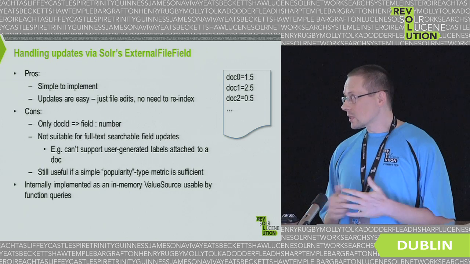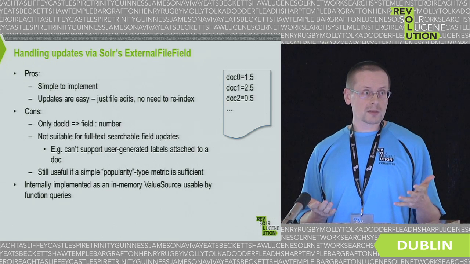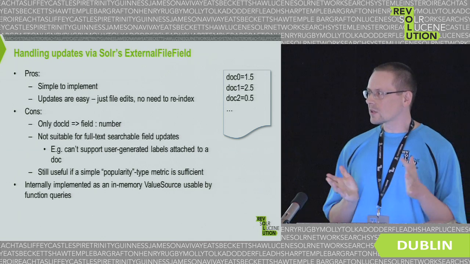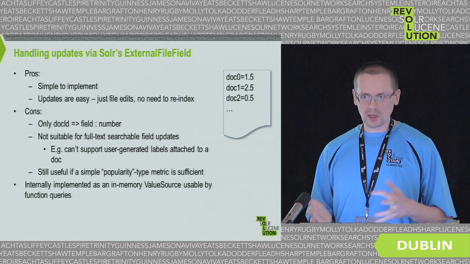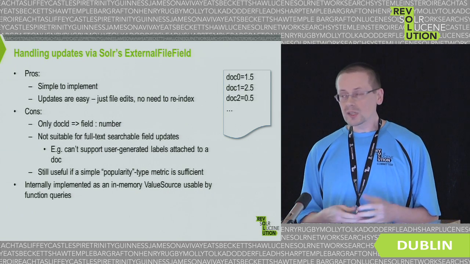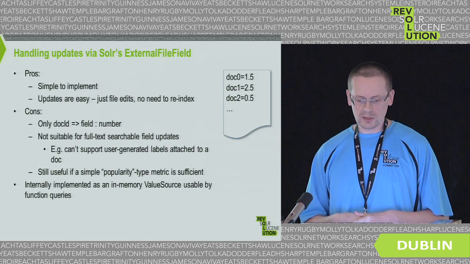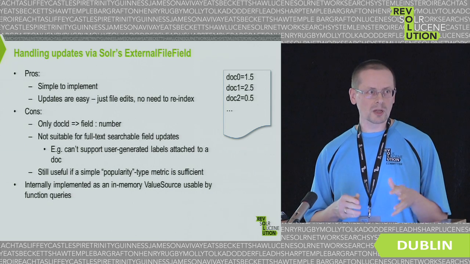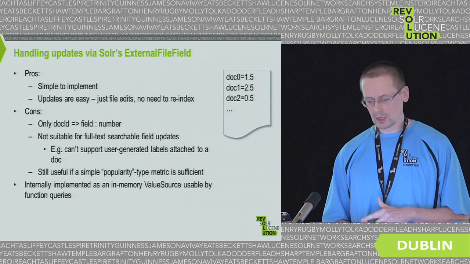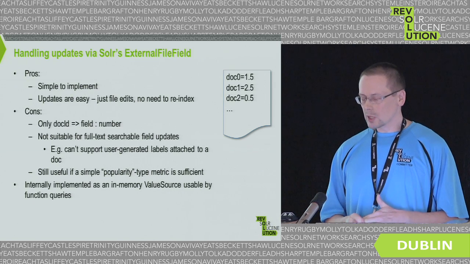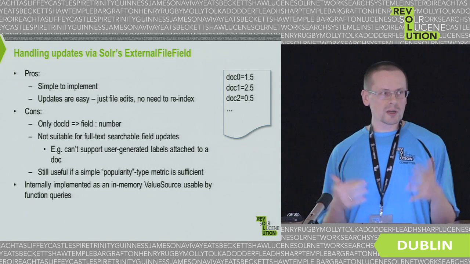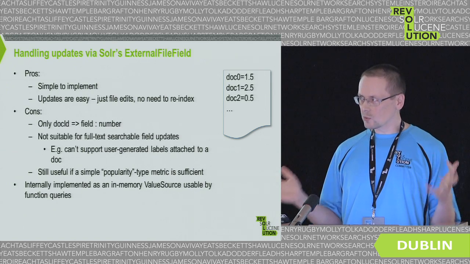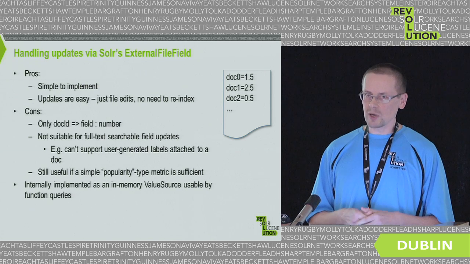The limitations are obvious. Well, this is not a full text field, right? It's a purely numeric field. So it's good for updating information like popularity or in stock, but of course it doesn't handle full text fields. So you cannot use this functionality to, for example, attach searchable labels to documents. Still, it's quite useful. Internally, it's implemented as an in-memory value source, so it loads this whole stuff in memory. So again, if you have many documents, this may have some impact on memory.